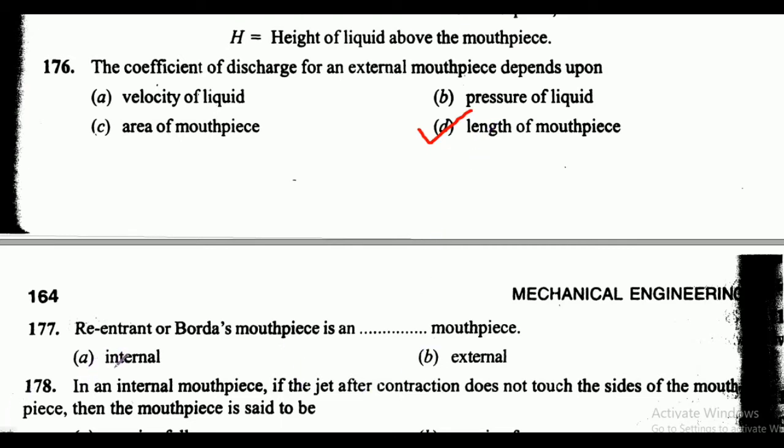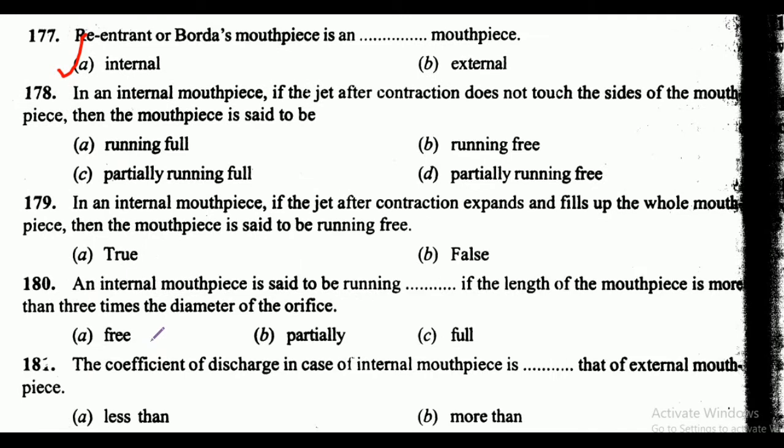Next is, re-entrant or Borda's mouthpiece is a dash mouthpiece, internal or external. So here friends correct answer is option A, that is internal. Next is, in an internal mouthpiece, if the jet after contraction does not touch the sides of the mouthpiece, then the mouthpiece is said to be, here friends these are the options and here correct answer is option B, that is running free.